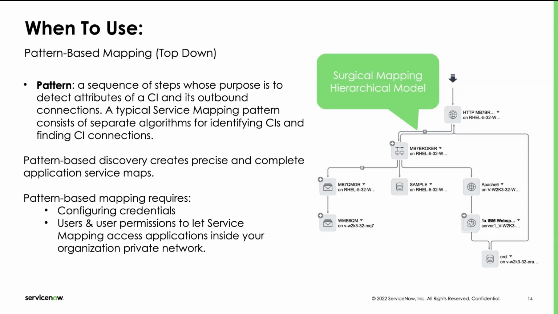I'll note that patterns are pre-built out of the box, and you can see which ones are being run from your discovery logs. But the pattern-based mapping you can think of as casting a wider net to pull in your CI information, and CI information that's relevant for a particular service. This method does require the most upfront effort, as it depends on that horizontal discovery, those patterns that need to be built out, as well as, if you read down here, some credentials needed to discover certain data points, and creating users and giving them permissions for access across your network as well.